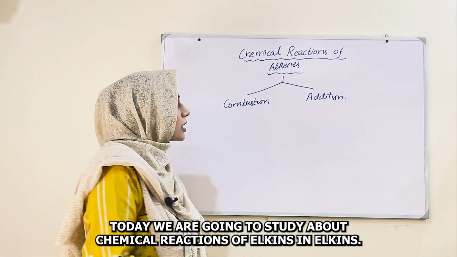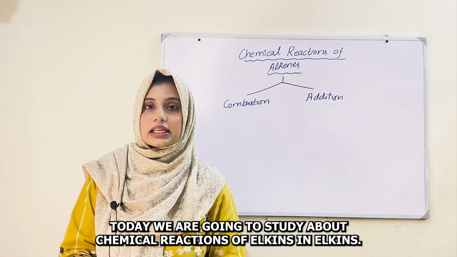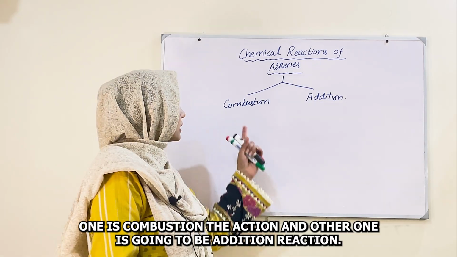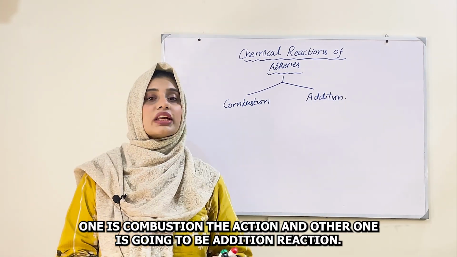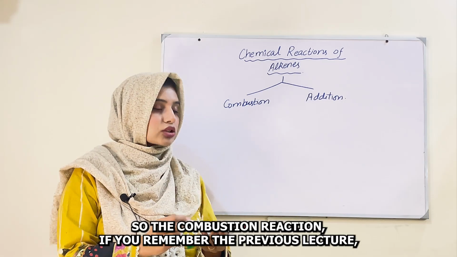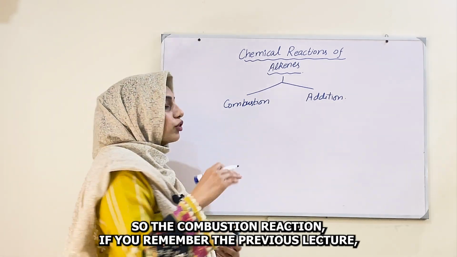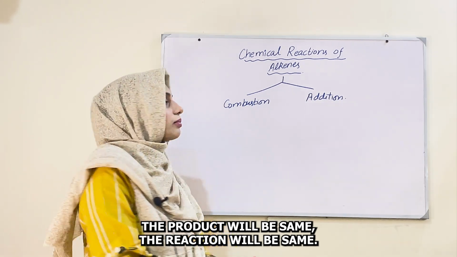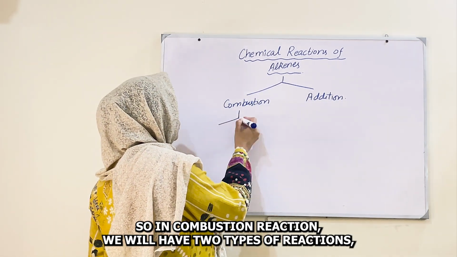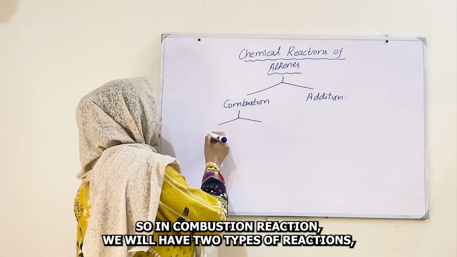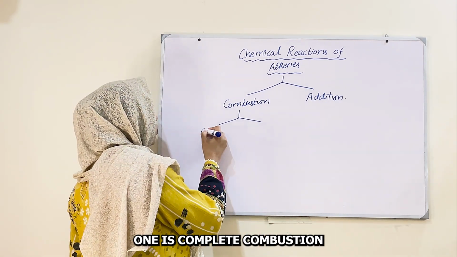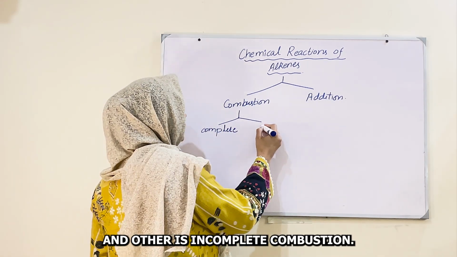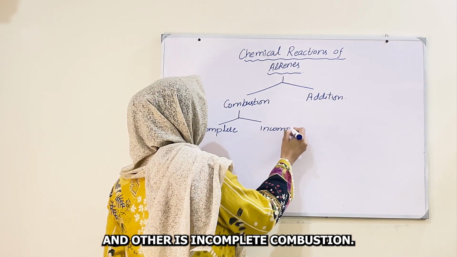Today we are going to study the chemical reactions of alkenes. In alkenes we are going to discuss two types of reaction. One is combustion reaction and the other is addition reaction. If you remember the previous lecture, the combustion reaction will be the same. In combustion we have two types: one is complete combustion and the other is incomplete combustion.